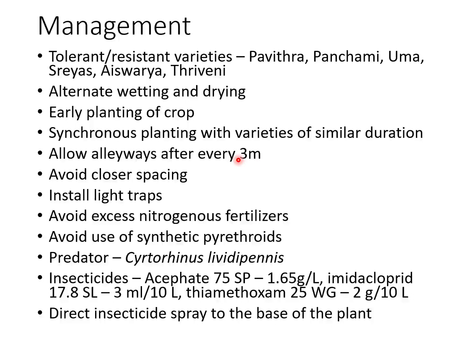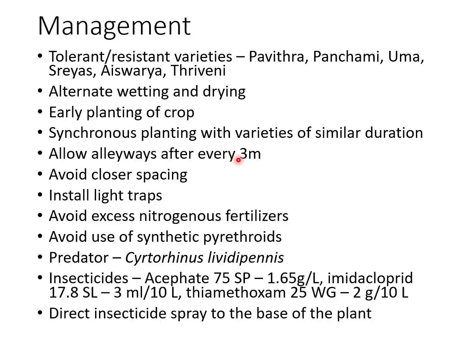And as I told you, direct the insecticide towards the base of the plant. The three insecticides which I have given, acephate, imidacloprid and thiamethoxam, all three are systemic in nature. That means even if the insecticide won't reach the pest, if it is falling over the leaf surface, the leaf will absorb the insecticide and it will be translocated through the vascular bundles, and the nymphs and adults of BPH sucking the sap from the vascular bundles will get killed.